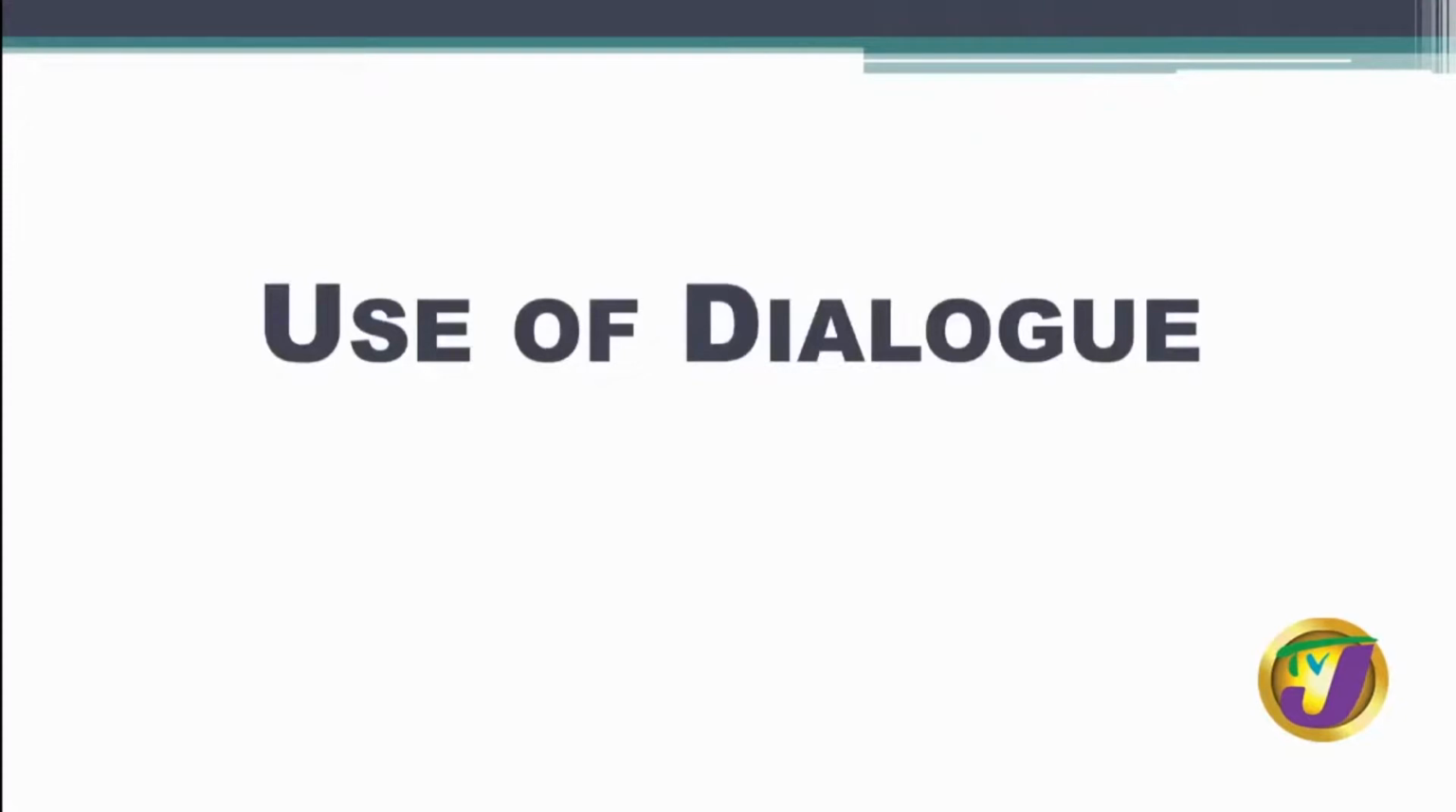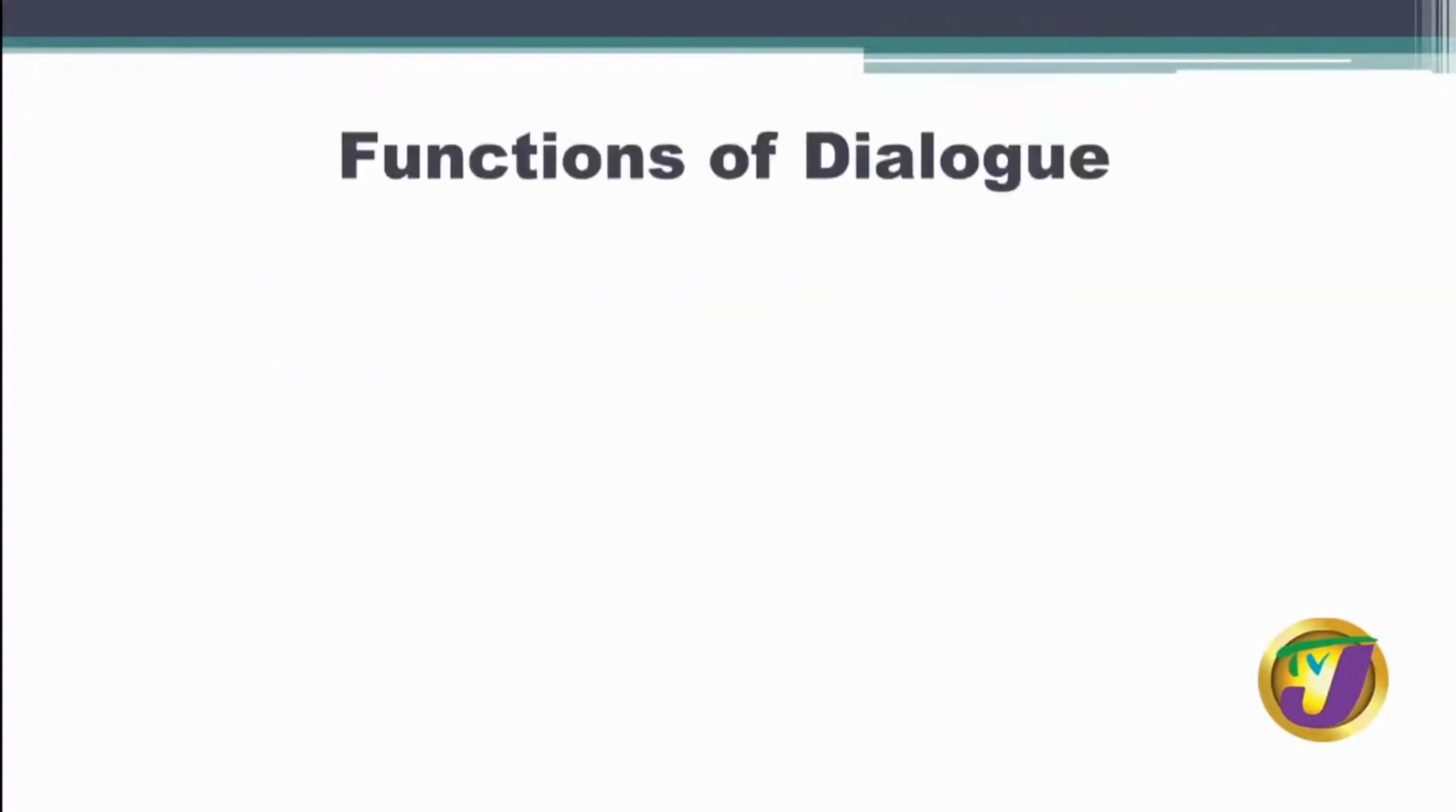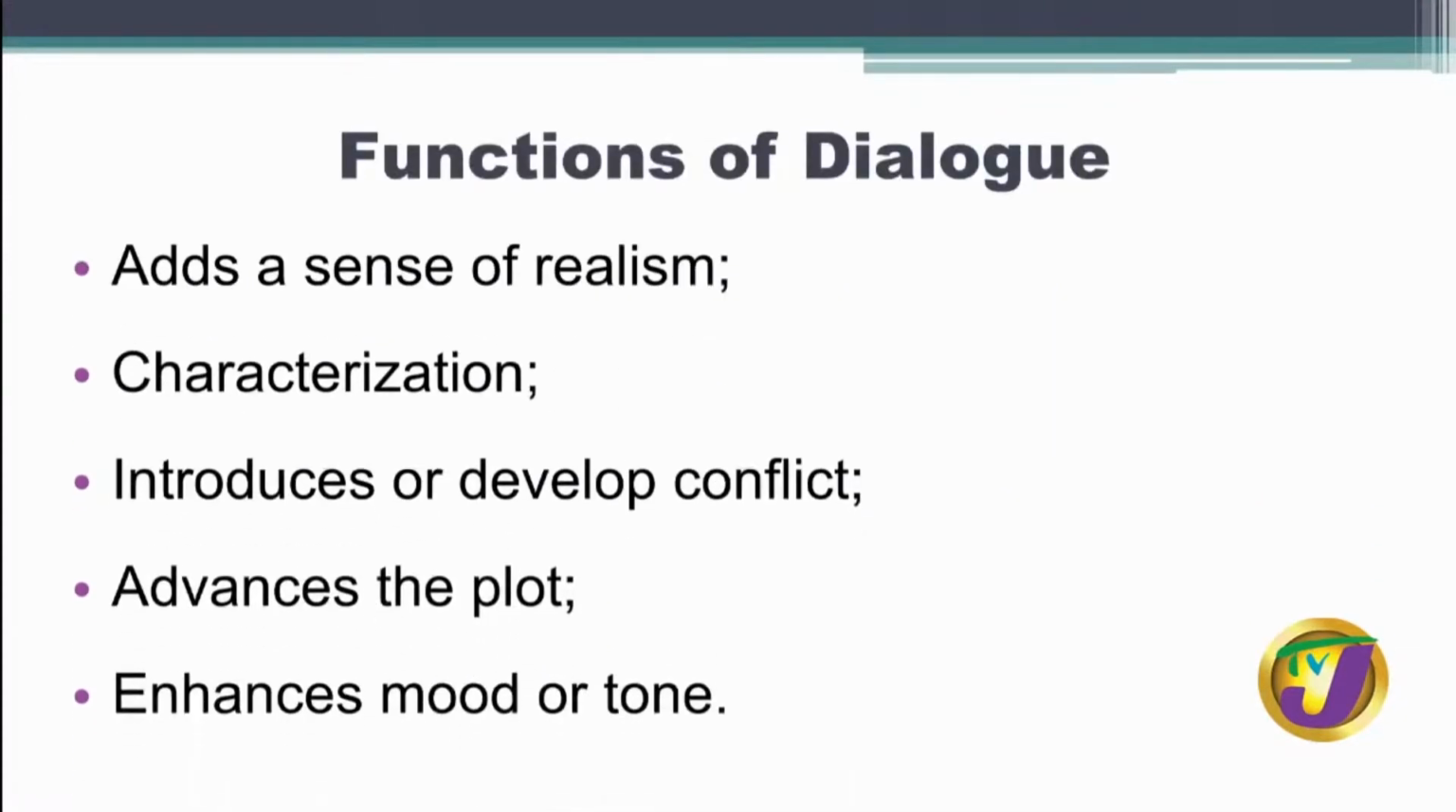So now, the next feature, use of dialogue. What does dialogue do? So dialogue adds a sense of realism. You're reading a story, and if you're just reading the story from the narrator's point of view, the narrator just telling you everything that's happening, after a while, it doesn't sound as engaging as it could be. So the dialogue adds a little flavor to it. Dialogue adds a little sense of reality to it. You're hearing people talking.